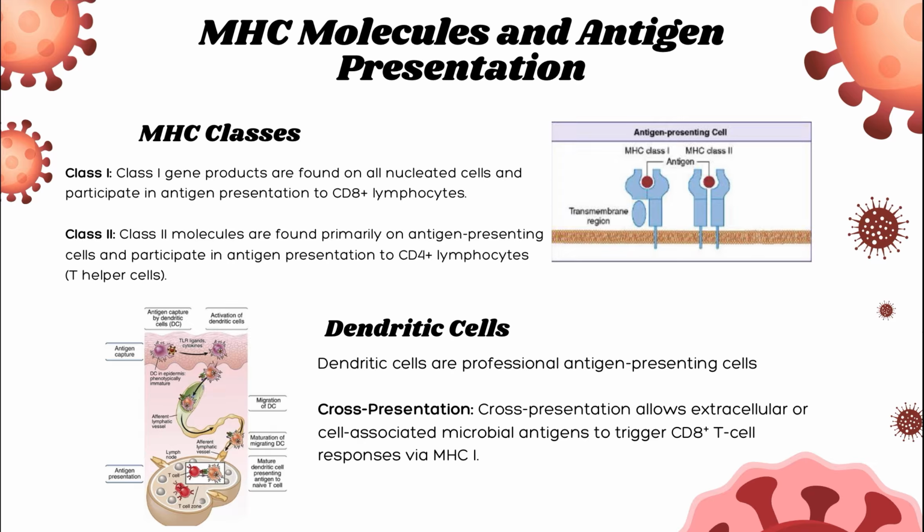Dendritic cells are professional antigen-presenting cells. They are able to capture antigens in peripheral tissues and migrate to lymph nodes, as can be seen in the image. They process antigens and present them on MHC 1 and 2, and provide co-stimulation to activate naive T cells, and they help bridge innate and adaptive immunity. Cross-presentation allows extracellular or cell-associated microbial antigens to trigger CD8 T cell responses through MHC 1. Dendritic cells ingest those infected cells or microbial agents, which allows for that cross-presentation.